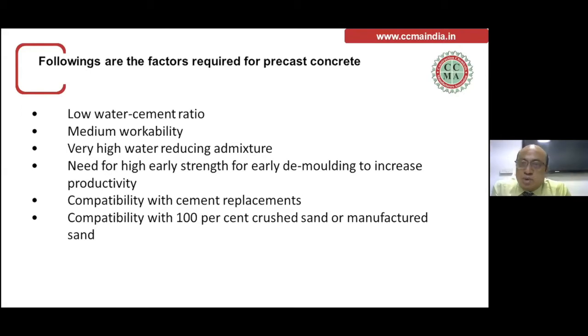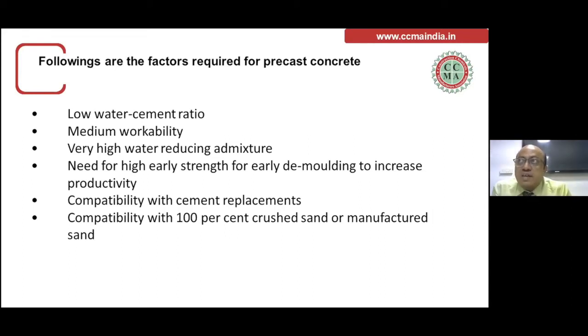So medium workability is more than enough. Very high water reducing admixtures. It is high water reducing. If it is very high water reducing admixtures, then only a low water cement ratio is possible. And there is a need for high early strength for high demolding.